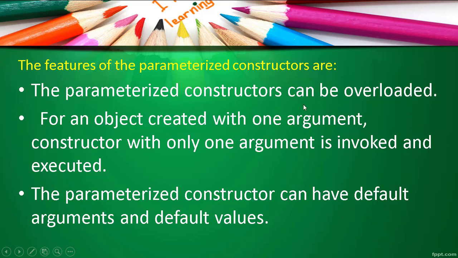Two or more constructors can also have the same name. For an object created with one argument, the constructor will also have one argument. If the object has one argument, the constructor will have one argument. If the object has two arguments, the constructor will have two arguments. Based on the arguments, the constructor will get invoked and start executing.